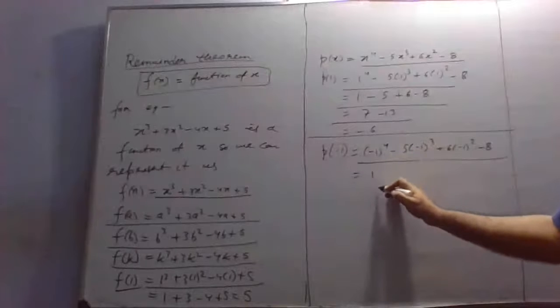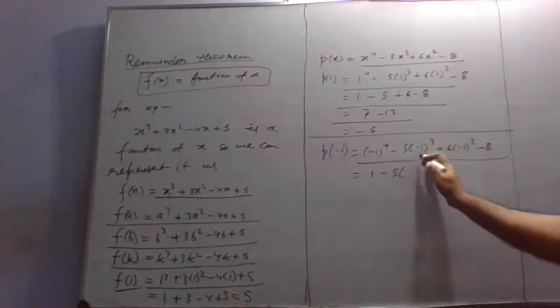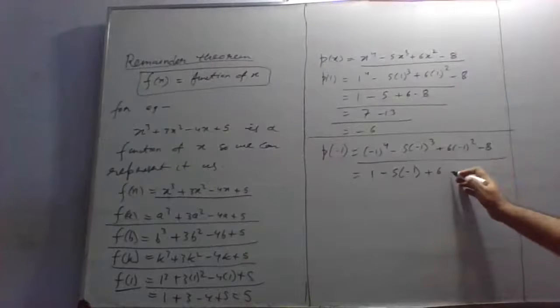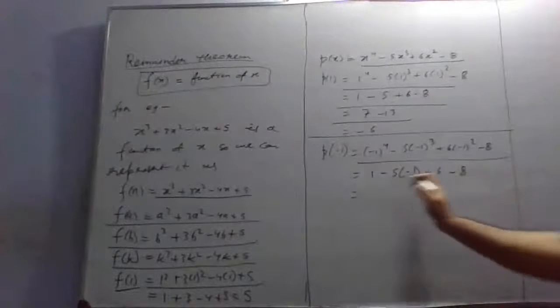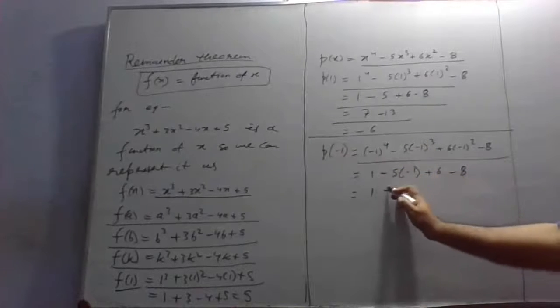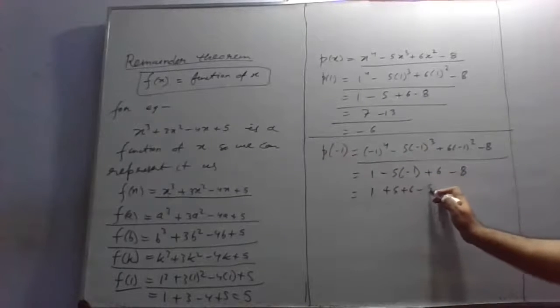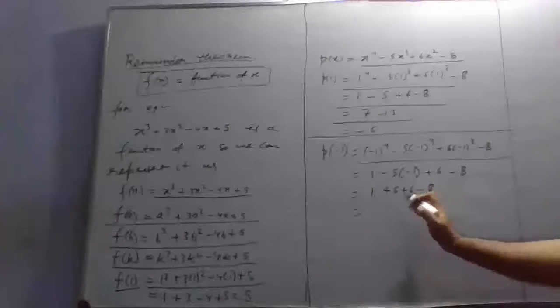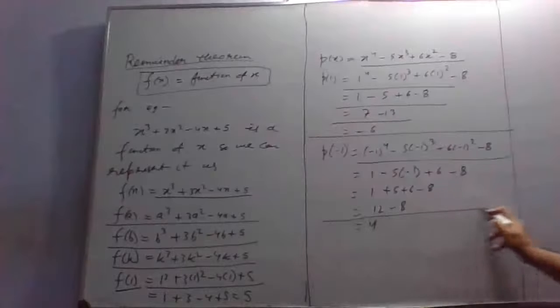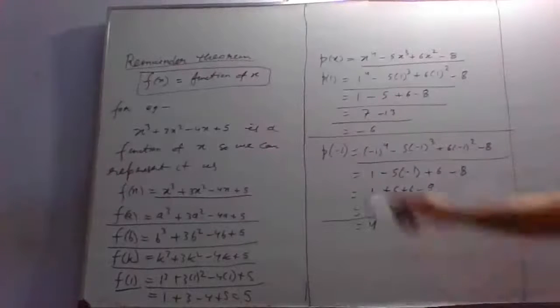Minus 1 to the power 4 is 1, minus 5 into minus 1 cube is minus 1, so plus 5, plus 6 into minus 1 square is plus 1, so plus 6, minus 8. So it becomes 1 plus 5, 6 plus 6, 12 minus 8 equals 4. Okay. So this is the meaning of p.